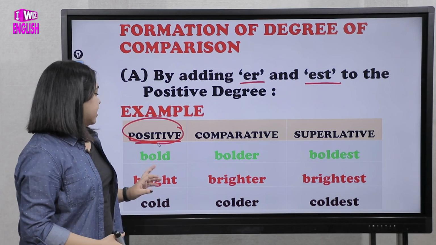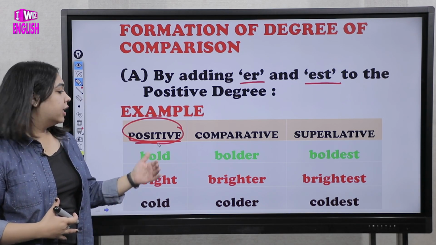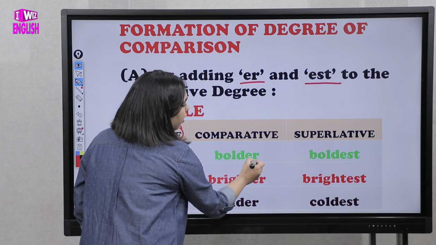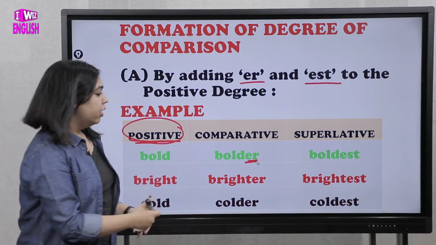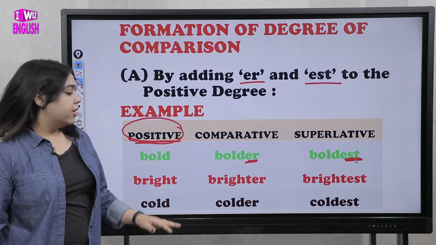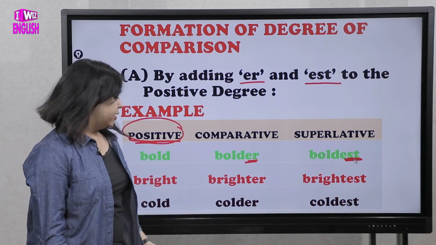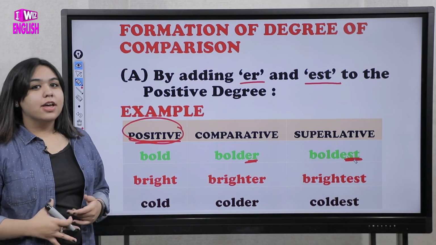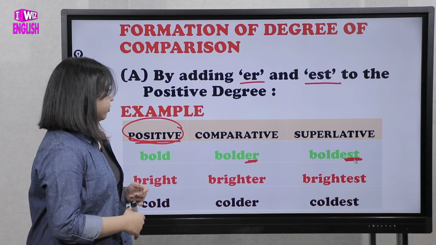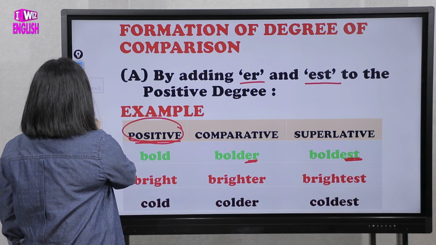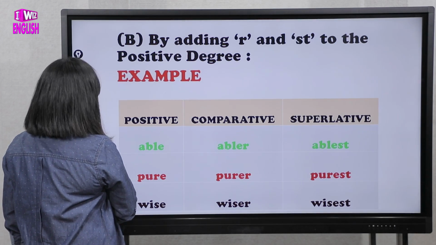Okay. For example, bold, how are you going to convert it into comparative degree? You are going to add ER. So, bold, bolder and boldest. Okay. Bright, brighter, brightest. Cold, colder, coldest. Okay. So, I hope that this is clear to you. Let's move on to our next way how we can form.